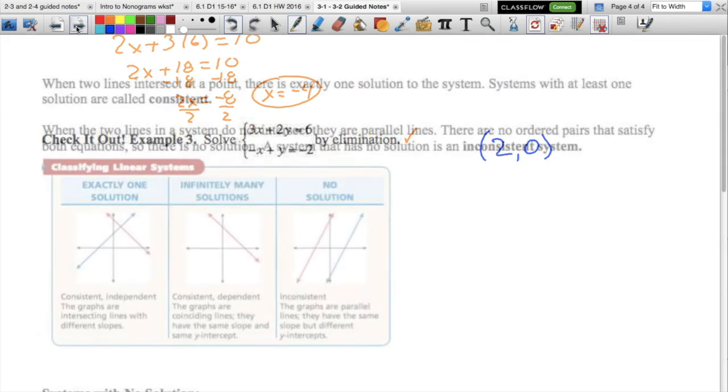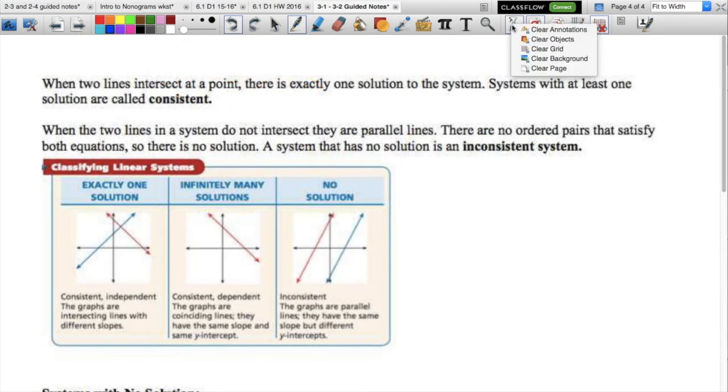All right, our last page for today. There are certain situations where the lines don't ever intersect, or sometimes the lines are exactly the same line. Okay?